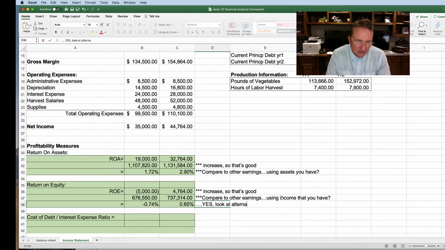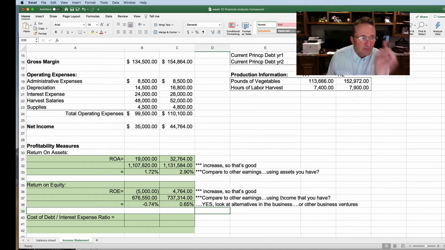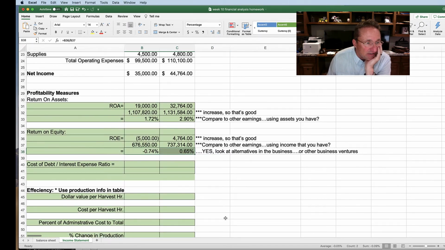At least maybe there are alternatives in the business to grow this, or other business ventures, because the extra money that you are earning in this business, having to put it right back into it, it's not really doing a whole lot for you there from a profit standpoint. Now, debt can be an issue.